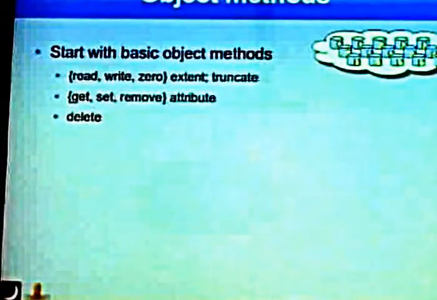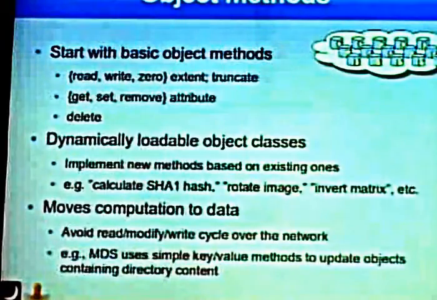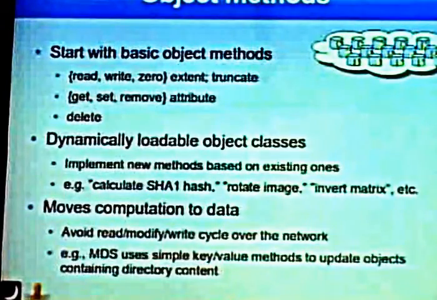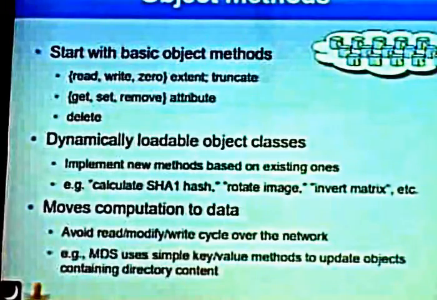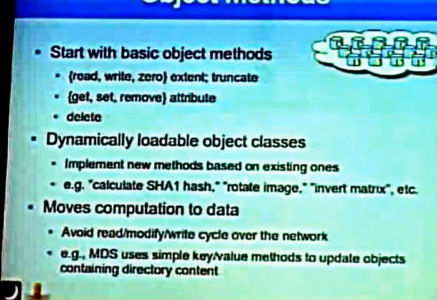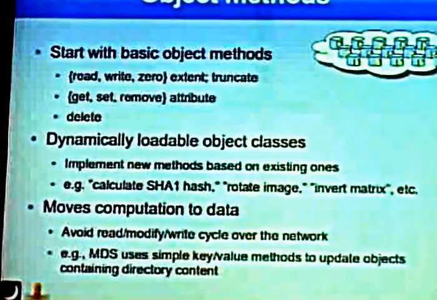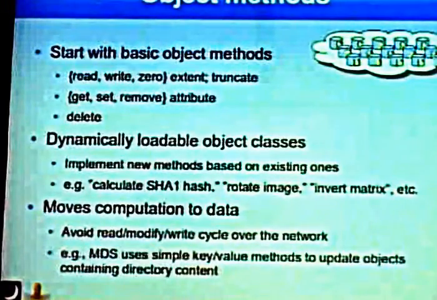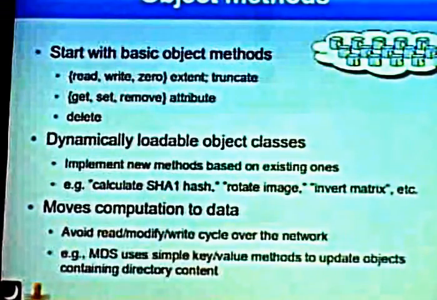But the system also allows the administrator to extend this functionality by loading dynamic object classes into the system to introduce new functionality to the cluster. This lets you implement new methods that are based on the existing set of methods that the system provides. For example, we might use a crypto library to implement a function that will calculate the SHA-1 hash of the object data. Or we might use a JPEG library so that we can rotate a JPEG image that's stored in the object. Or maybe we'd invert a matrix or do who knows what. The sky's the limit there.